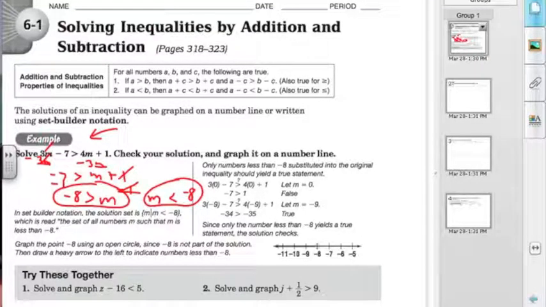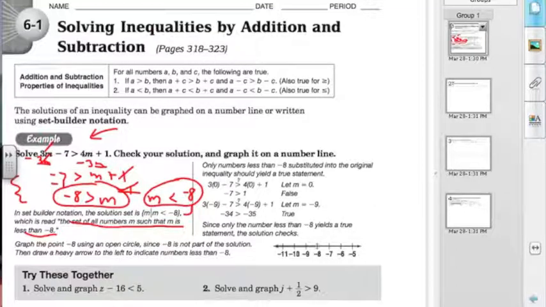All right. Now, I want you to notice something down here. See how it's written? It's written in that order. That's just the correct algebraic way of writing it. It's read in set builder notation. All right, those are those little seagull things, the things that look like this. In set builder notation, the solution set is m such that m is less than negative 8. That's what I read right here. You want all numbers of m that are less than negative 8.